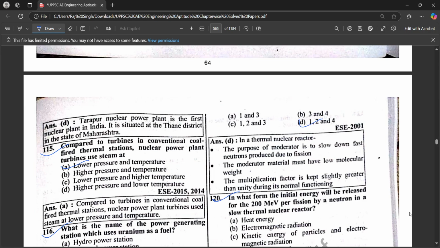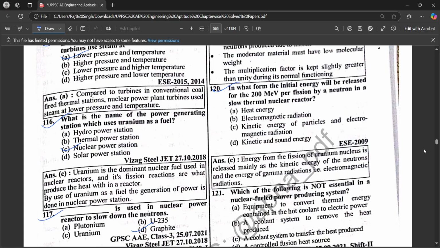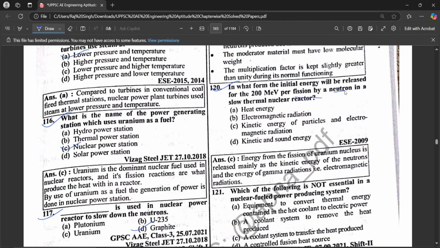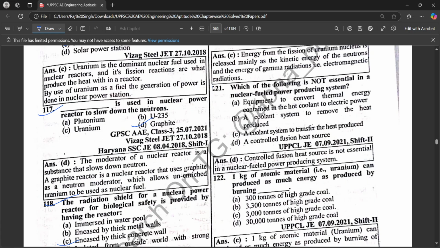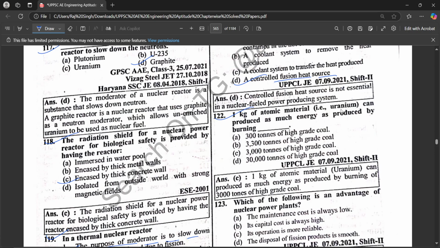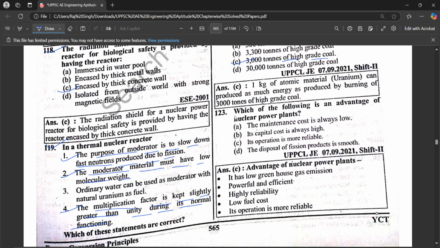In what form will the initial energy of 200 MeV for fission by a neutron in a slow thermal nuclear reactor be released? Kinetic energy of particles and electromagnetic radiation. Which of the following is not essential in a nuclear power producing system? A controlled fusion heat source. 1 kg of atomic material can produce as much energy as produced by burning 3000 tons of high grade coal. Which of the following is an advantage of a nuclear power plant? Its operation is more reliable.